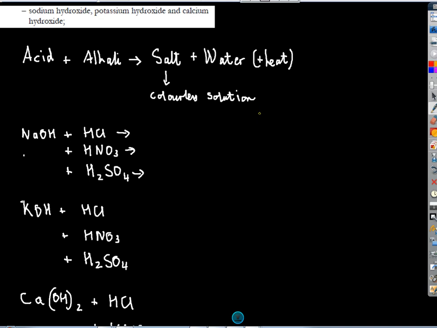Okay, so we have got some reactions to write here of acids reacting with various different alkalis, sodium hydroxide, potassium hydroxide and calcium hydroxide. So again, I'll write the equations. You may well want to pause the video, do them yourself, and then come back and check.